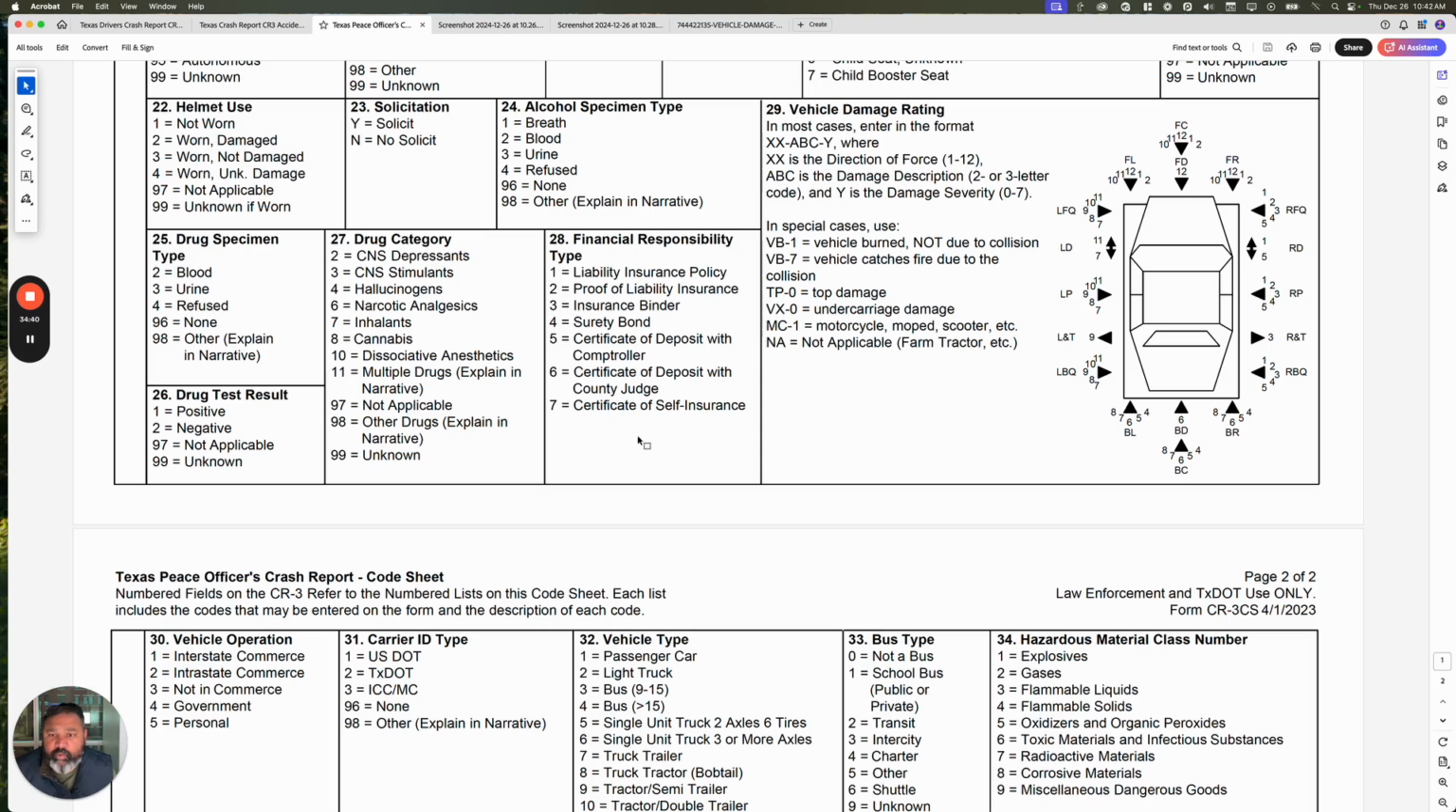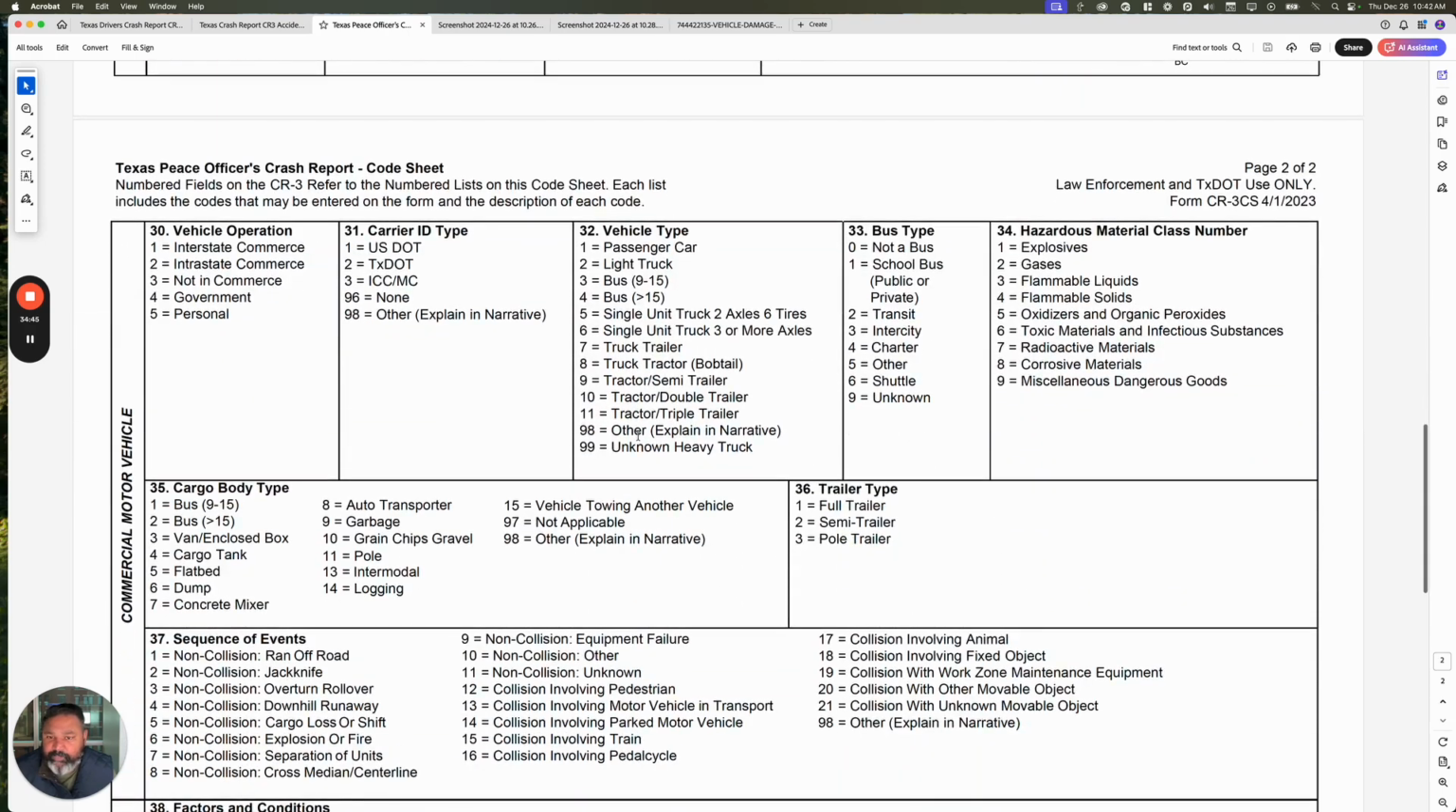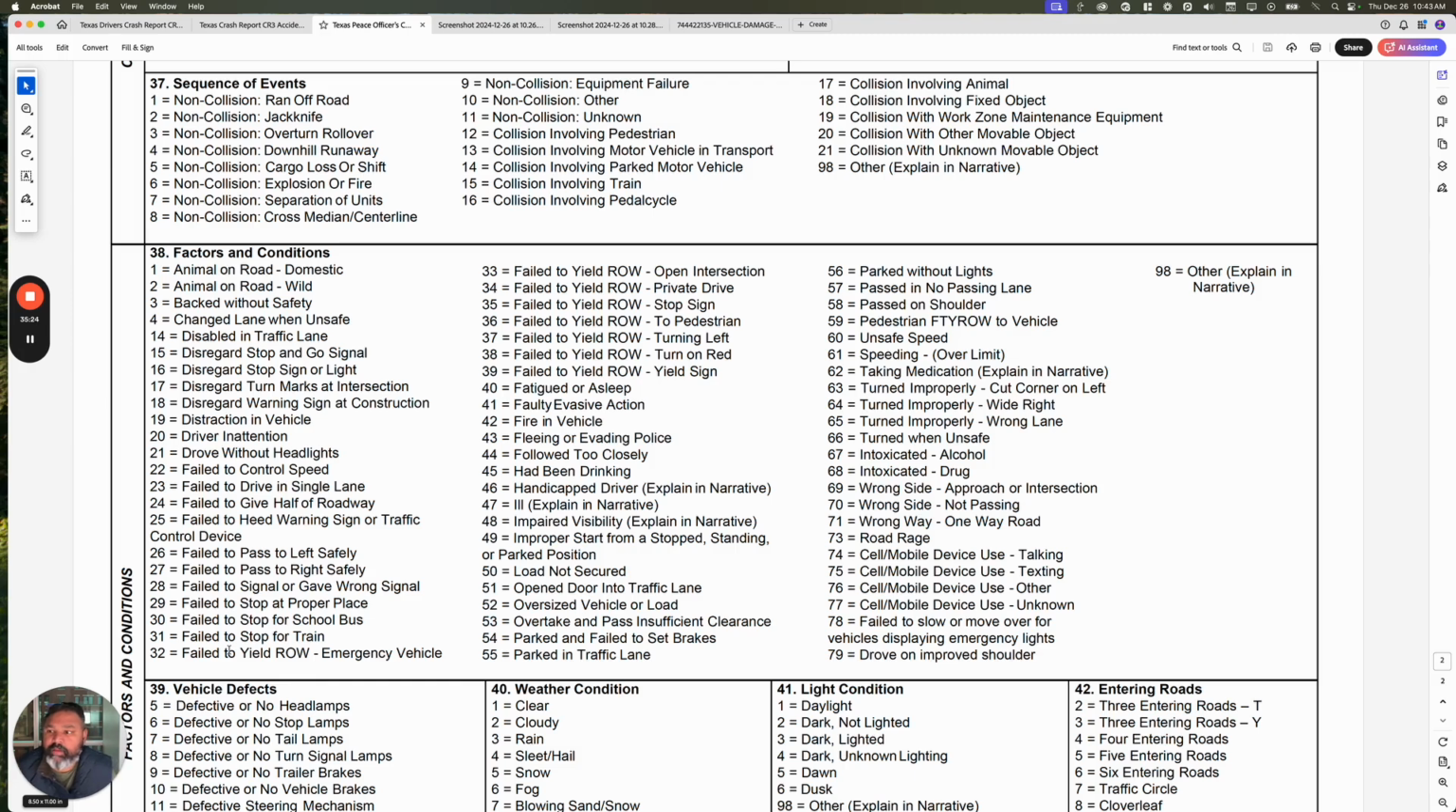Of course, you're going to want to know whether or not at the time there was proof of financial responsibility or insurance on the other vehicle. Numbers 37 and 38, of course, are going to be very important to anyone looking to see how the accident occurred. So 37 is the sequence of events. You can often have a sequence that involves multiple numbers, and certainly you can have, under 38, multiple factors and conditions that the officer believed contributed to the accident based on the information they have. It is not uncommon.